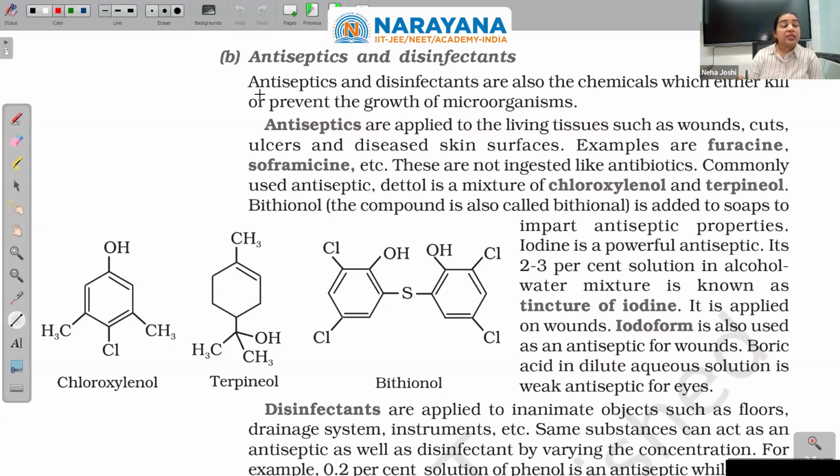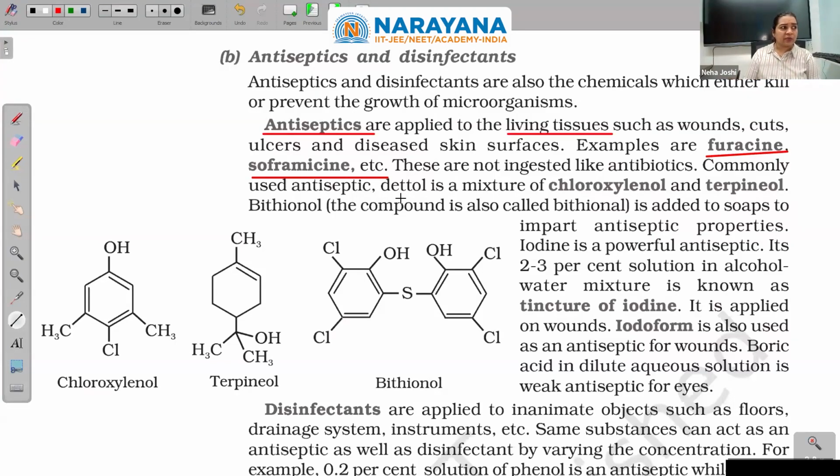Antiseptics and disinfectants. Antibiotics were killing or inhibiting the bacteria. Antiseptics and disinfectants are also chemicals which either kill or prevent the growth of microorganisms. Antiseptics are applied to living tissue, such as wounds, cuts, ulcers, and diseased skin surfaces. Examples are furacin and soframycin. These are all antiseptics, so they are not ingested. They are just applied on the surface.